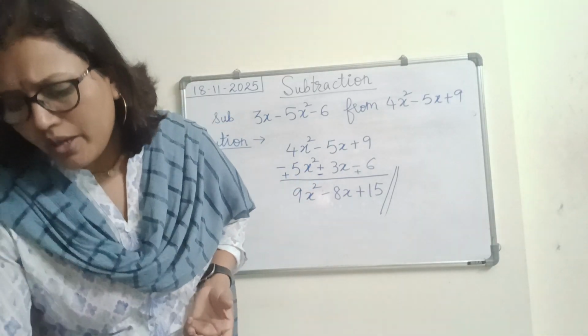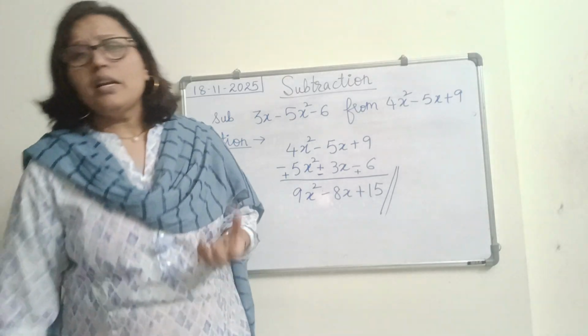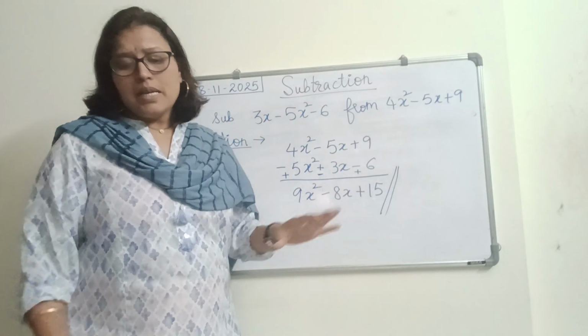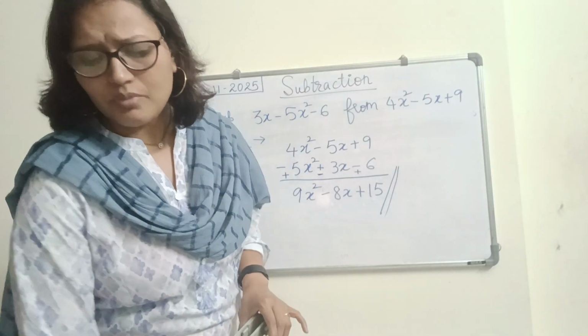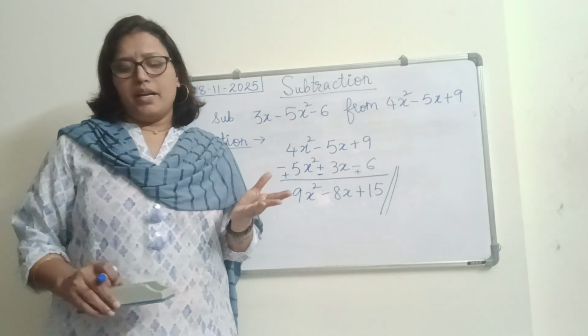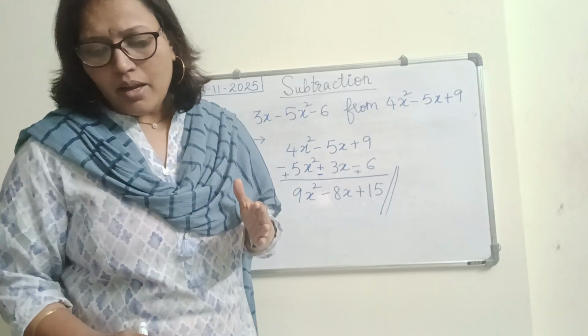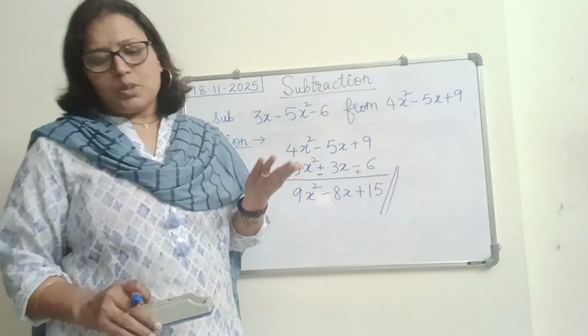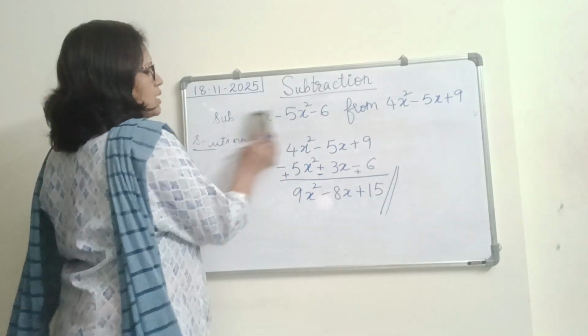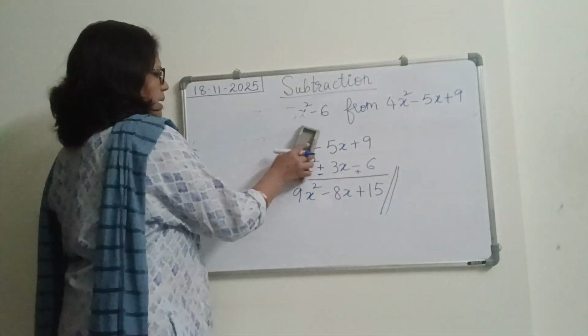Whether the question is very simple or very difficult, whatever questions come, you have to follow the same method only. Sometimes the question will come: what must be added to 7 to 6x to get 4x plus 1? So we'll see one more example like this, and you'll understand how to do that type of example.